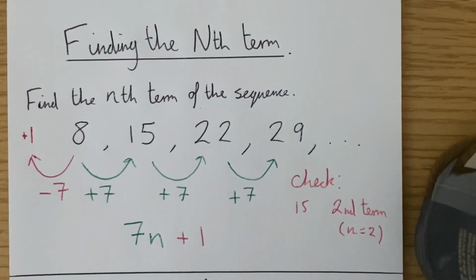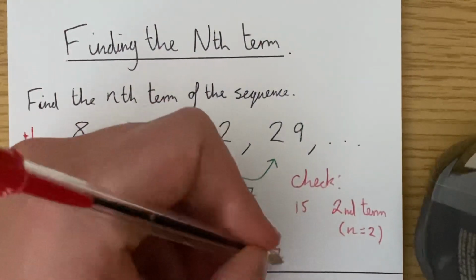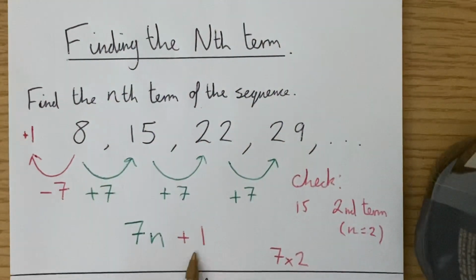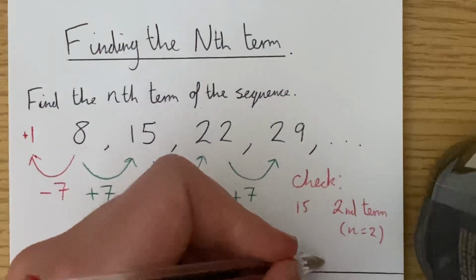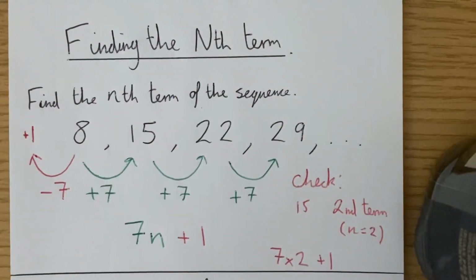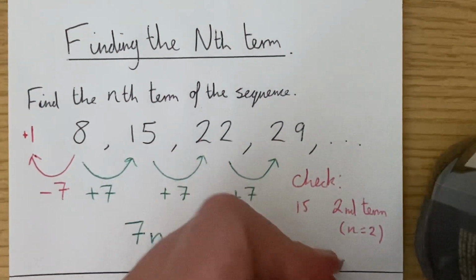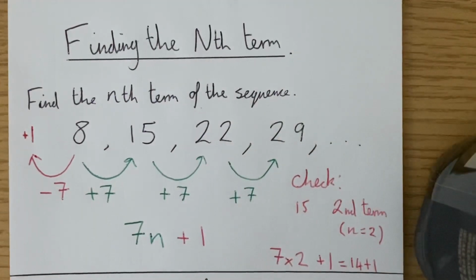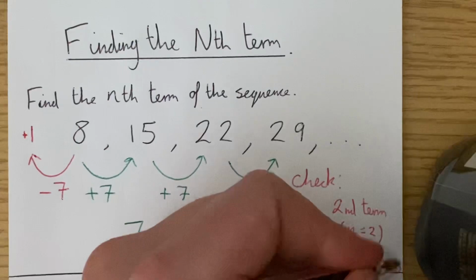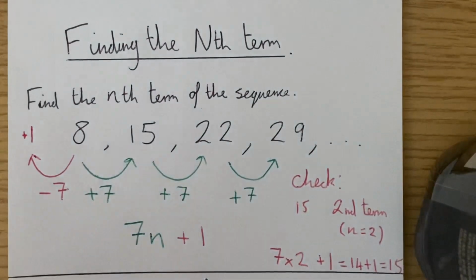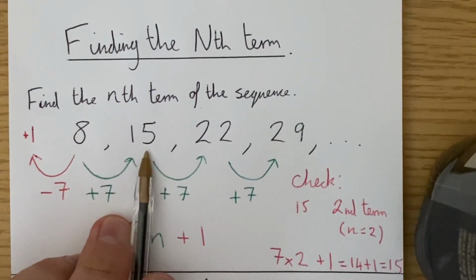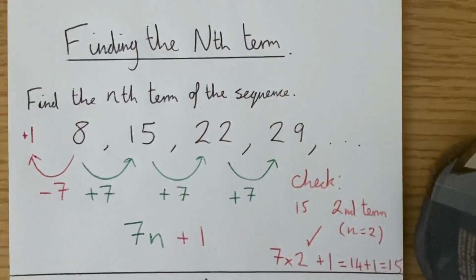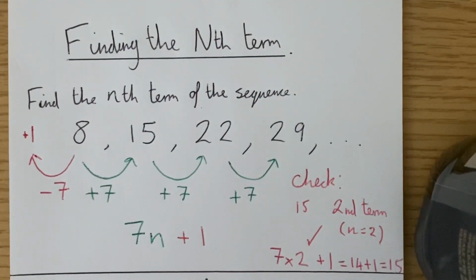So if n is equal to 2, well, 7n becomes 7 times 2. And we can't forget about that add 1 at the end. Add 1. Well, 7 times 2 is 14. Add on the 1 and we get 15. So because we've got 15 as our check, and 15 was the term we were looking for, the second term, it's worked. The check is correct. We found the nth term of that sequence.